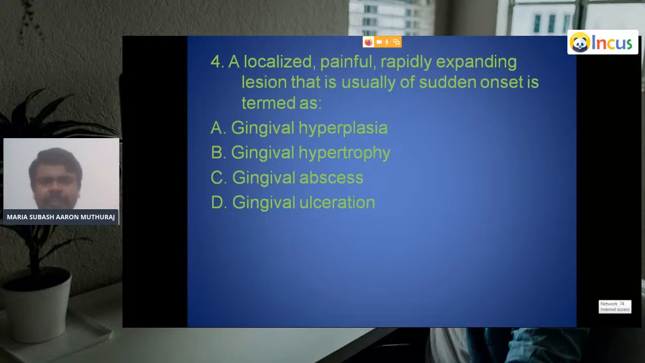Whereas a gingival abscess is commonly associated with a localized area where infection occurs, for example infection from a popcorn kernel. It will lead to a localized, painful, rapidly expanding lesion of sudden onset, and the gingival abscess usually involves the marginal gingiva and interdental papilla. In a periodontal abscess, the attached gingiva will commonly be affected. Therefore, the answer should be C.